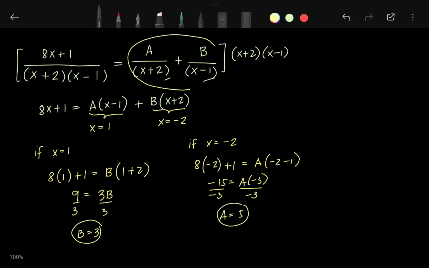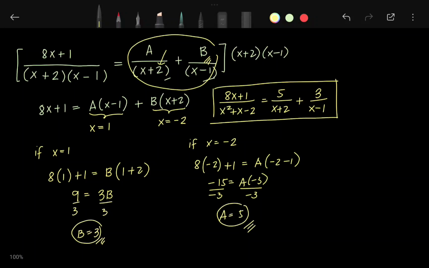Remember this part, di ba? So I'll rewrite the problem from earlier. 8x plus 1 all over x squared plus x minus 2 is going to be equal to, sino ni guys, si A? 5. So 5, anong dalom ni A? X plus 2. Plus, sino nga si B? Diba 3? 3. All over, anong sa dalom ni B? X minus 1. So, this is the final answer.